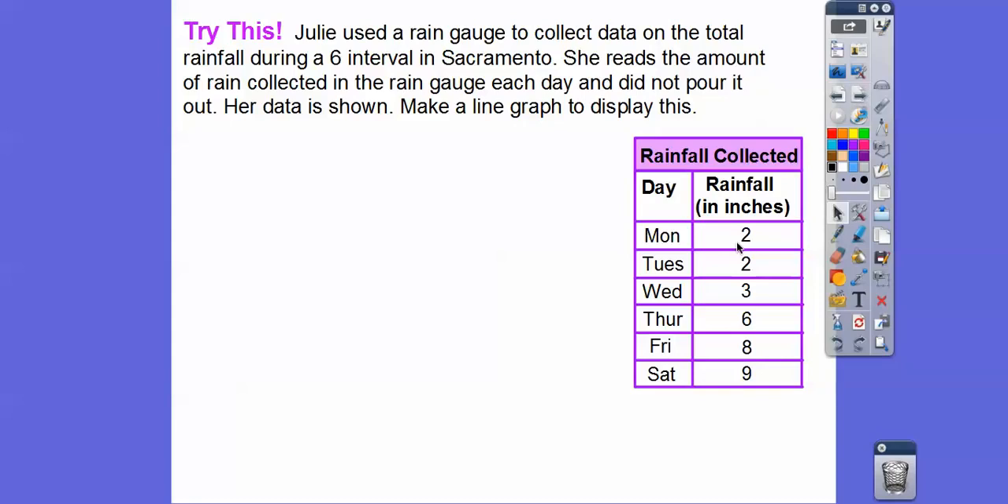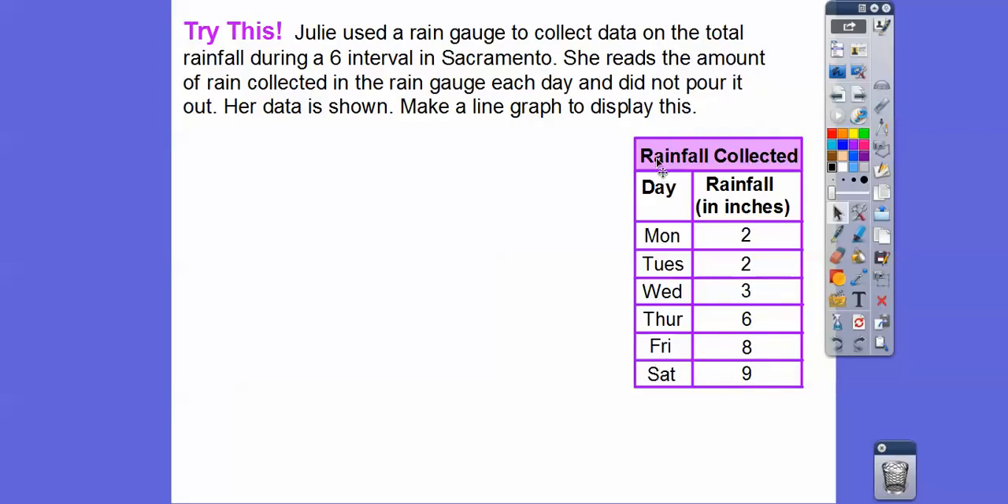So on Monday she got 2 inches of rain. On Tuesday she didn't get any rain, so it stayed at 2 inches. On Wednesday it looks like they gained an inch, and then from Wednesday to Thursday it added another 3 inches, and then Thursday to Friday 1 inch, and Saturday 9 inches. So she didn't pour it out, it just kept filling up and filling up. So we're going to make a line graph.